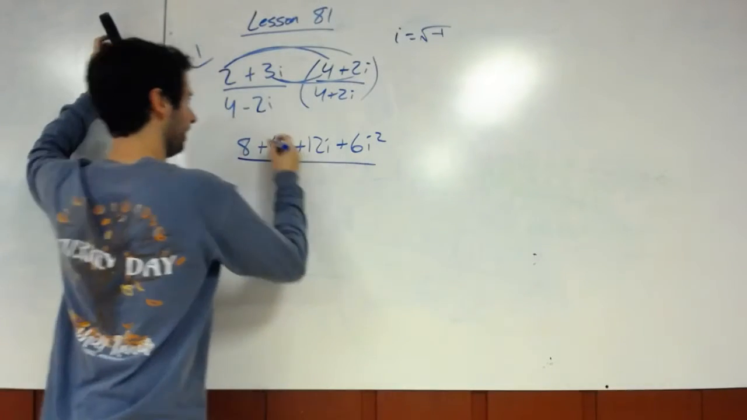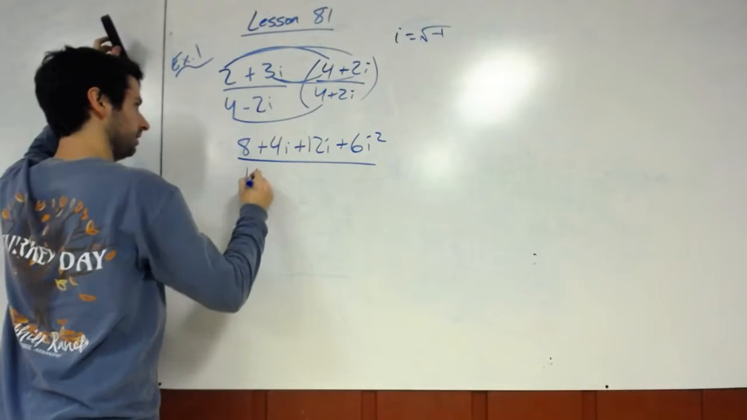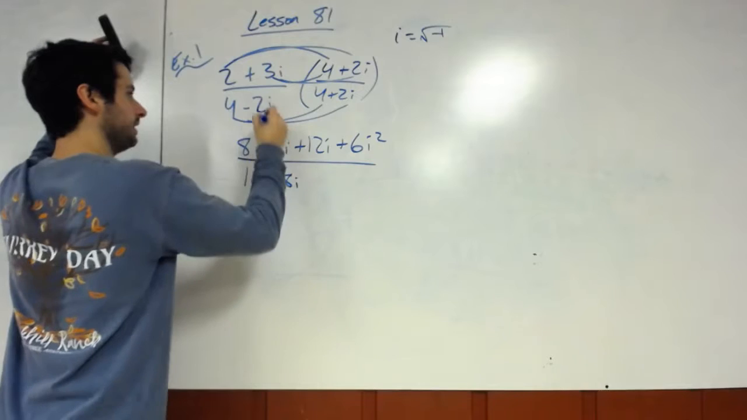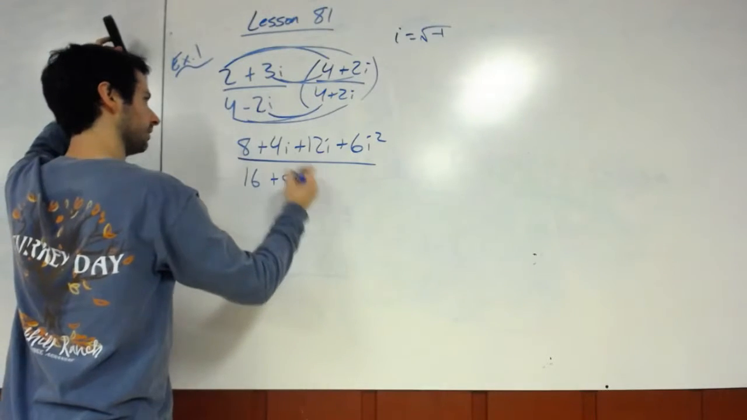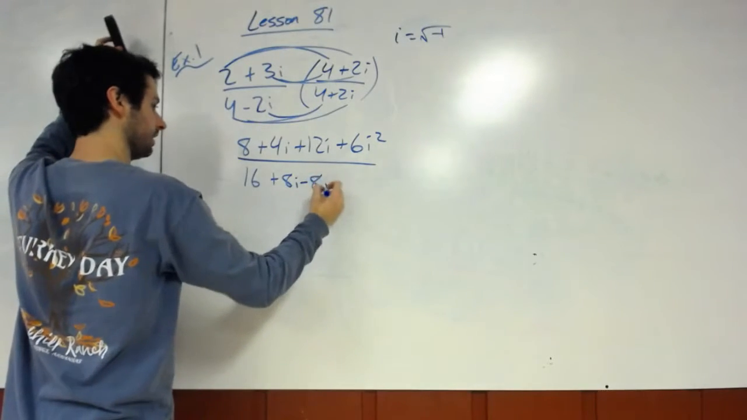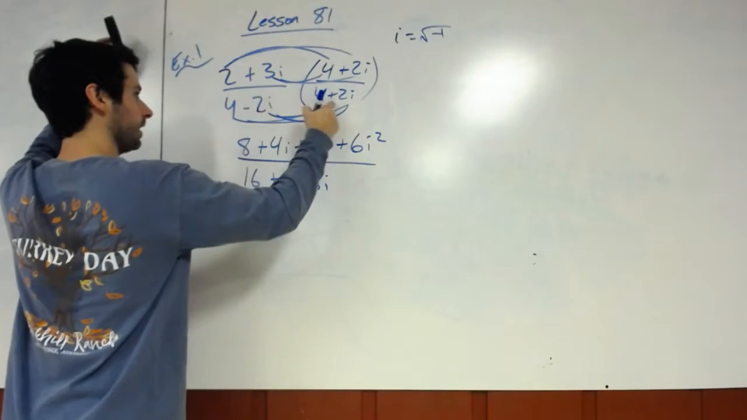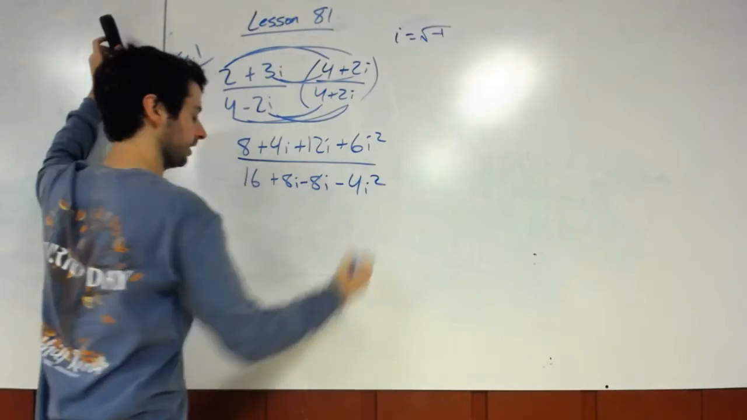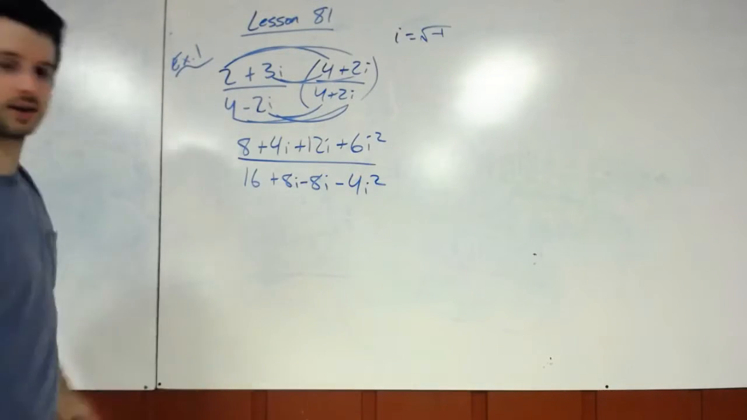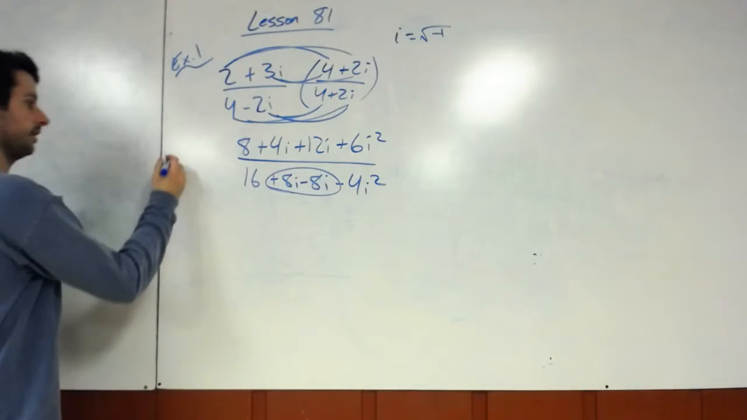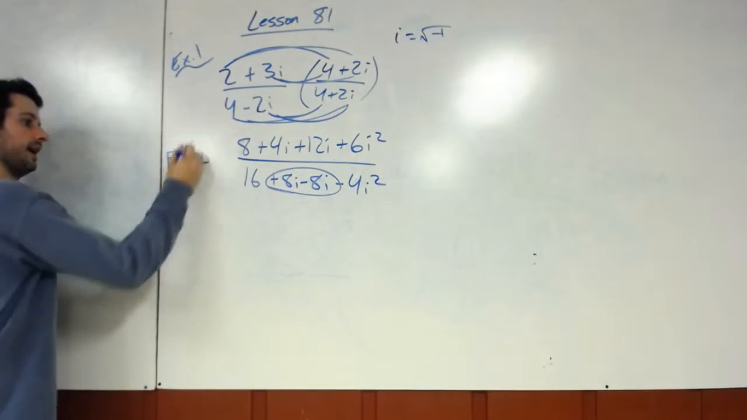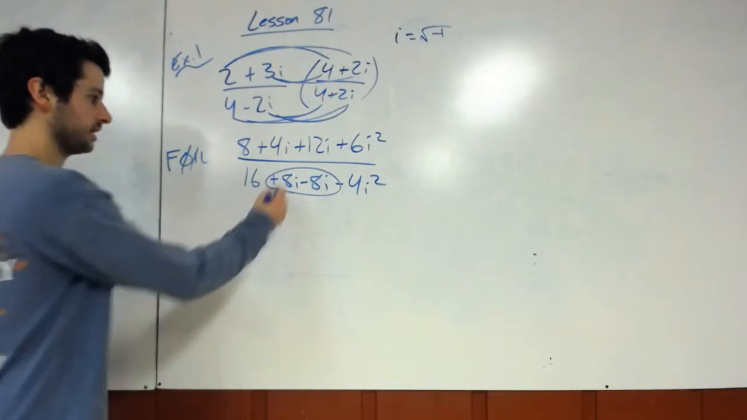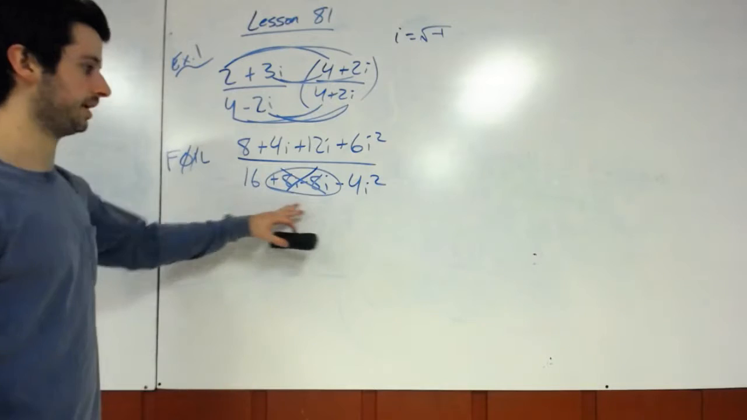The bottom would be, first, 4 times 4 is 16. Outside, 4 times 2i is plus 8i. Inside, negative 2i times 4 is negative 8i. And last, negative 2i times 2i would be negative 4i squared. So what you notice when we multiply by the conjugate and FOIL, the outside and inside will always be opposite and cancel out. What that will do for us is leave our denominator with no radical.